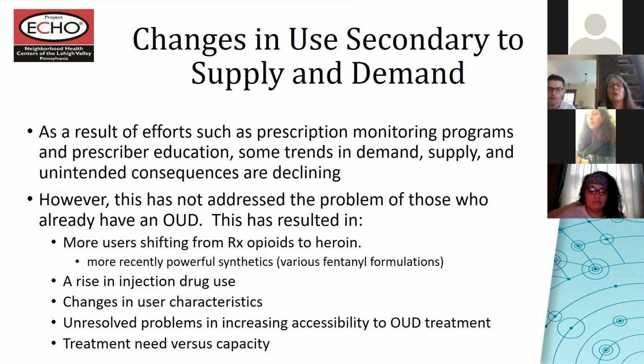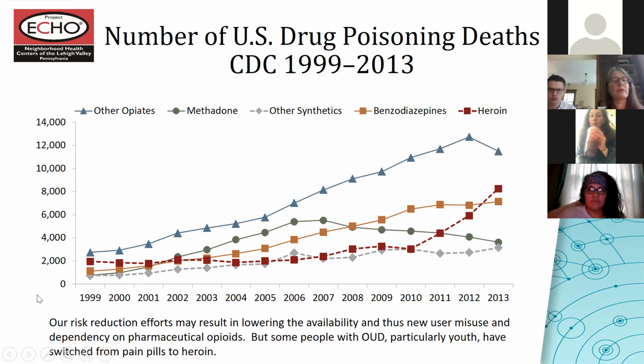But what we see when there's less supply of the prescribed medications, then we see more people shifting from prescription opioids to heroin or to fentanyl. Some increases in the injection drug use, and some more unresolved problems of still having trouble getting to treatment. The risk reduction attempts have lowered some of the availabilities, but lots of misuse still available. And then we see that the uptick of the red line there with the little squares, that the heroin use and fentanyl use have been going up.